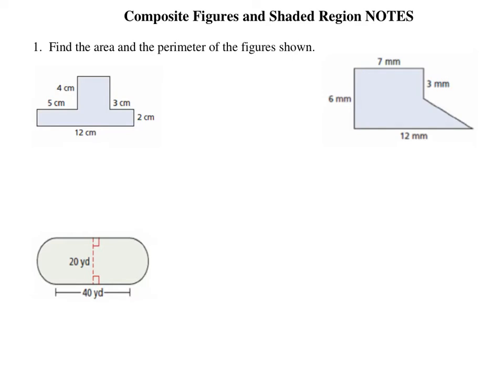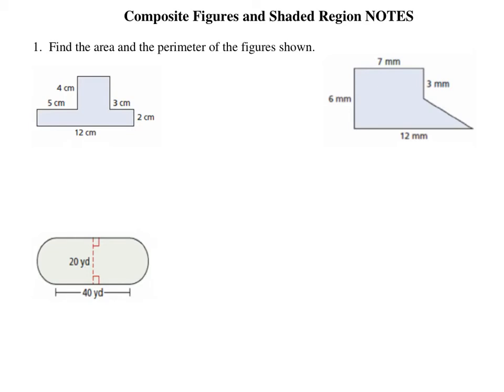Next, we're going to go through the shaded regions. There's going to be parts of it that are shaded, parts of it that are not, and we have to use our area and just logic to figure out what the area is going to be of just the shaded part. So in these first questions, we need to divide up the figures so we can see what types of shapes we are dealing with.